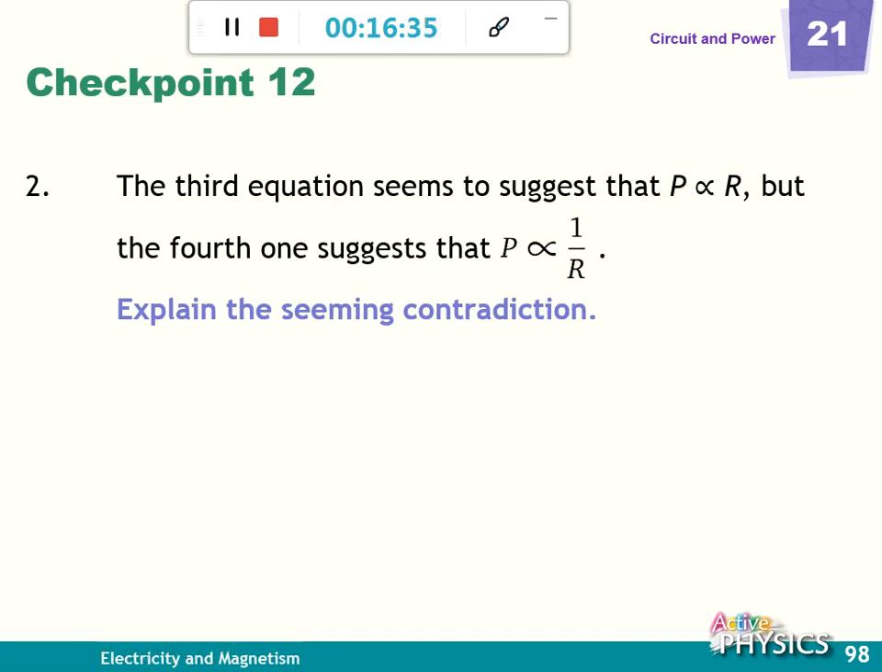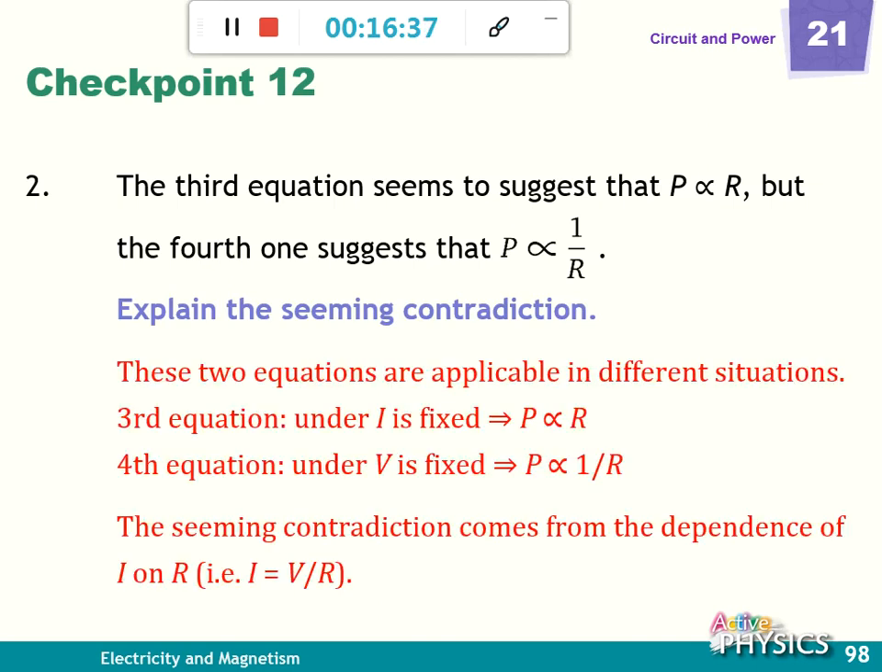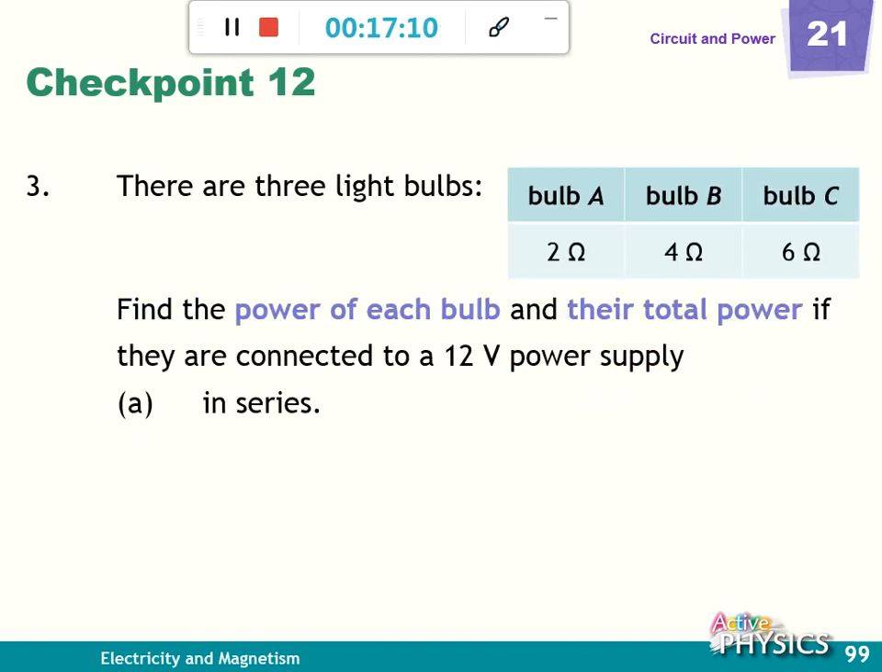This is a common question in examinations. Look at this. These two equations are actually used in different situations. For P equals I squared R, we assume that I is constant. For the second one, P equals V squared over R, V is a constant. So it seems to be a contradiction, but it's not. Depending on the situation, we apply a different formula. Actually, they are the same.